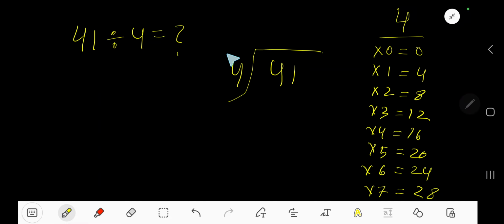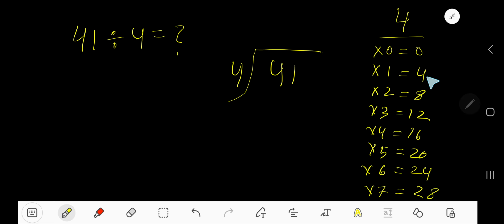41 divided by 4. Here 4 is a divisor, so we need the multiplication table of 4. 4 times 0, 0. 4 times 1, 4. 4 times 2, 8. 4 times 3, 12. 4 times 4, 16. 4 times 5, 20. To find out the multiplication table of 4, just add 4 to the previous step.